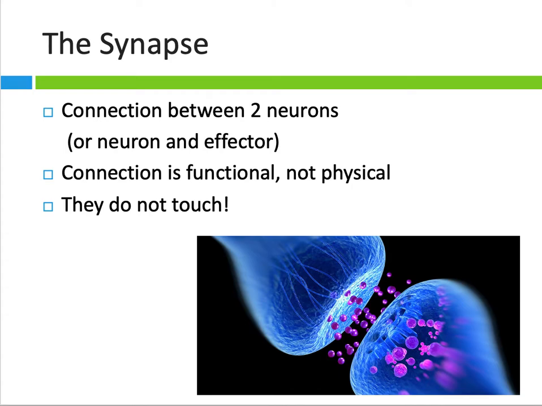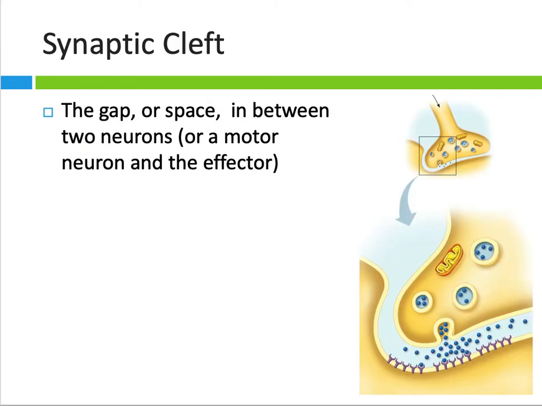The connection between these two neurons is functional. They don't physically touch. It's as if I were to hand someone a piece of paper. I don't ever actually touch that person to hand them that paper, but I still gave them information. The synaptic cleft is the gap or the space in between two neurons. Again, when I say two neurons, it can be a neuron and an effector, but most of the time we're talking about two neurons. So the synaptic cleft is this light blue space here. It's the gap between the two.